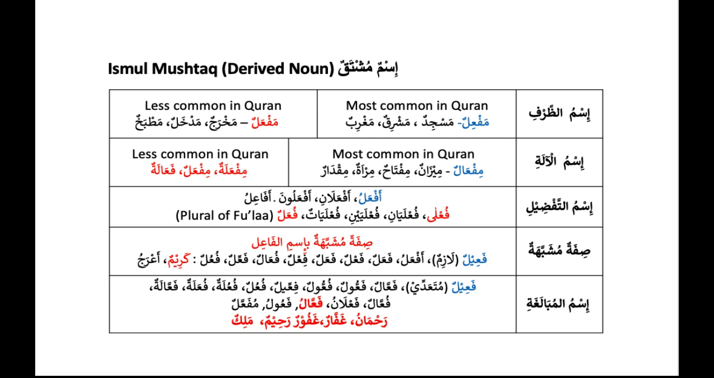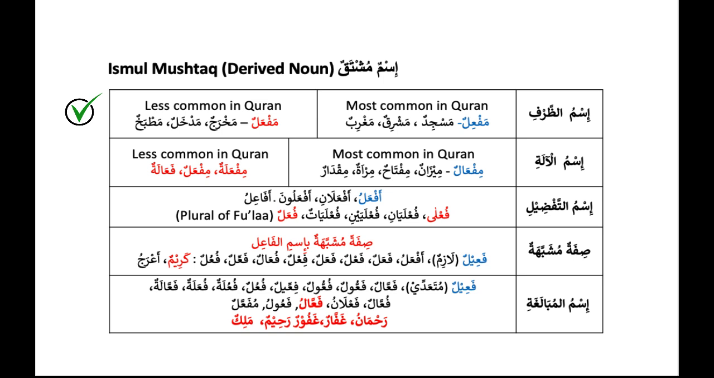Detailed breakdown of Ismul Fa'il and Ismul Mafool have been covered in earlier chapters. So I would like to show you a few patterns of Ismul Zarf, Ismul Ala, Ismul Tafdil, Sifate Mushabbaha, and Ismul Mubalagha. Ismul Zarf. Please try to remember just the common patterns. There are 2 common patterns in Ismul Zarf.